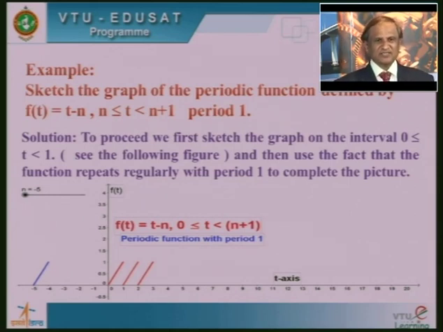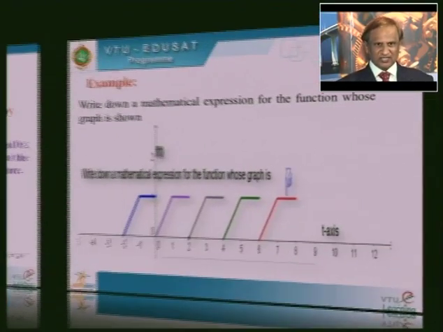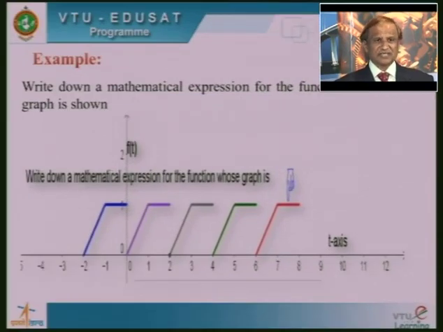The difference between the first line and second line is 1. Similarly, the difference between the second and third line is also 1. It means the period is 1. That line is shifting on either side of the t axis. It is also an example of a periodic function.